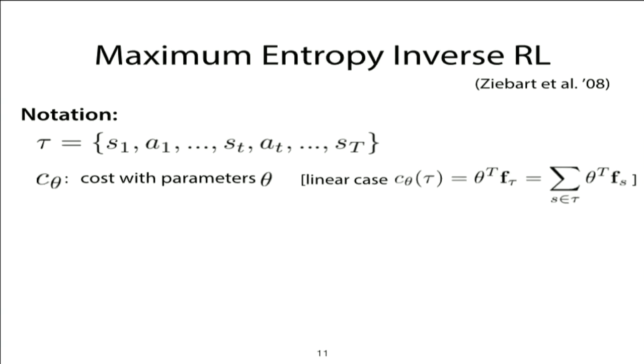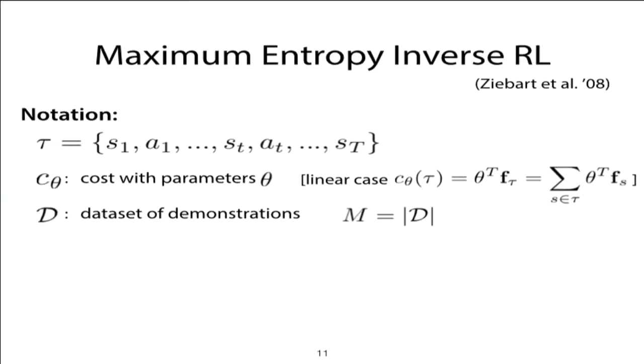In the linear case, which is in the original maximum entropy IRL paper, they used a linear cost function. So C theta was equal to theta transpose F, where F is the features of your trajectory. And that was defined to be a sum over the states in that trajectory of theta transpose times the features of the state. So it was decomposed over time.